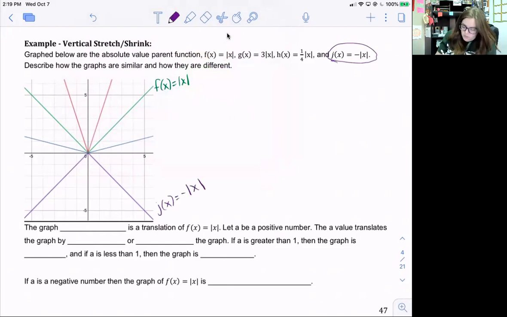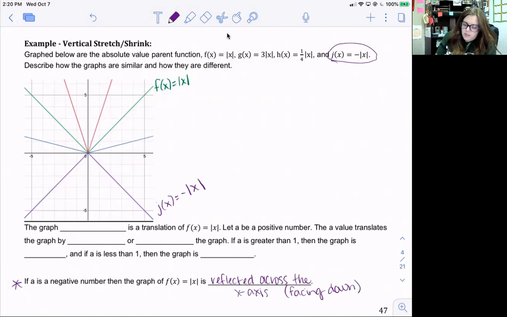Okay, so we can go down here to this bottom little fact. If a is a negative number, so the number in front is negative, then the graph of f of x equals the absolute value of x is reflected across the x-axis. Okay, or remember that we've also talked about it, it's facing down.